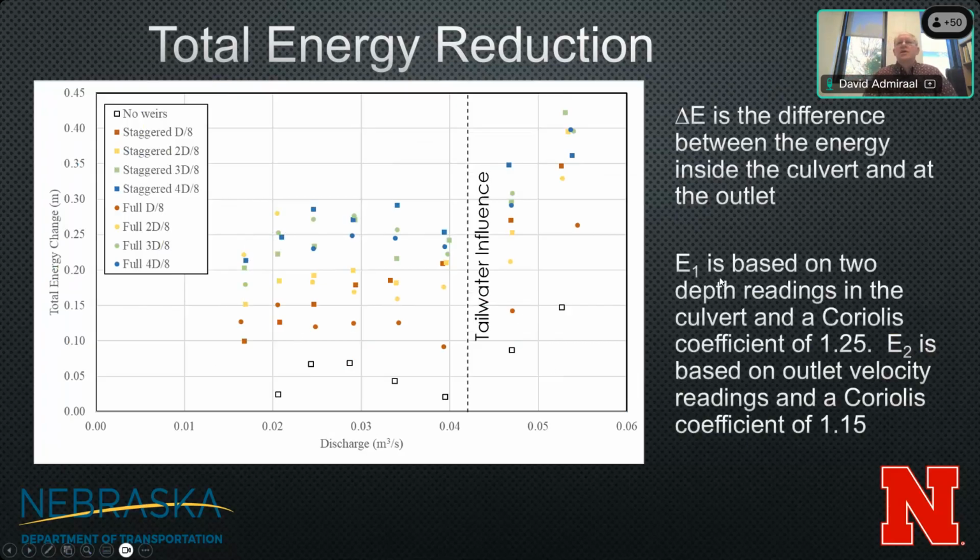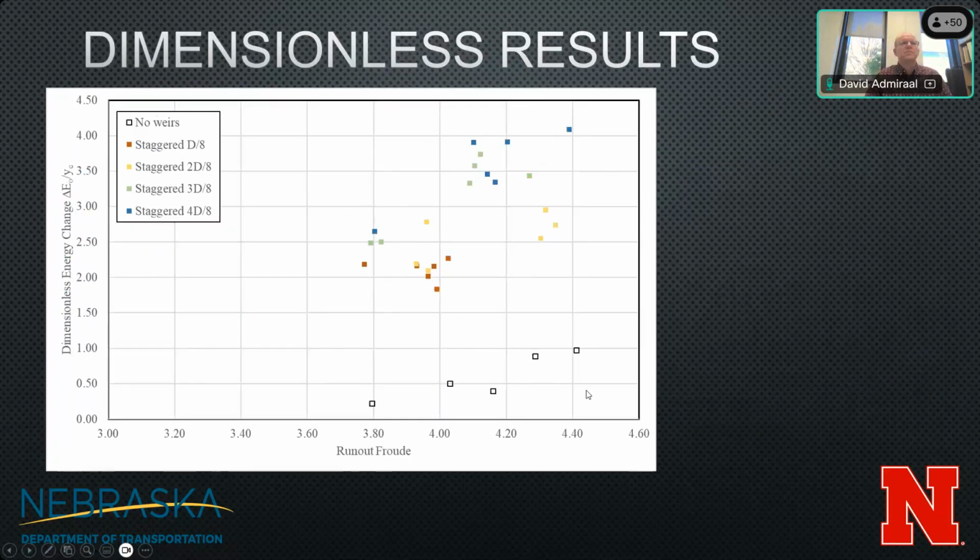This E1 is based on 2 depth readings in the culvert and the Coriolis coefficient of 1.25. Just so you know, E2 is based on the outlet velocity readings and a Coriolis coefficient of 1.15. One of the things we did notice is that these lower weirs, for the full length weir and for the staggered weir, are not very effective. The reason is you get skimming. The water just skims over the top of the weir. So they would not be ideal to use. The higher weirs are actually quite effective at producing jumps.